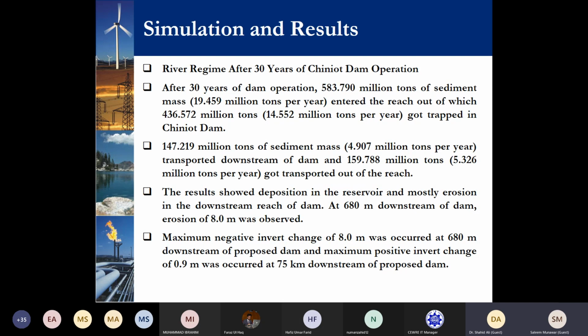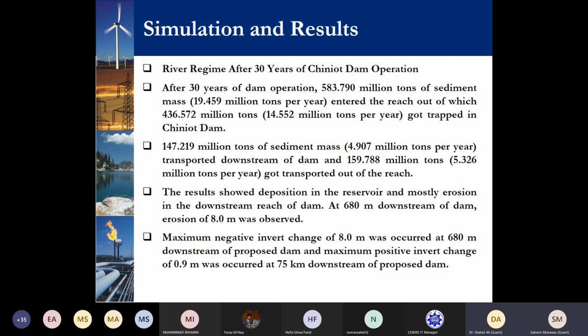And similarly, after 30 years of dam operation, on average, 19.459 million tons per year entered the reach, out of which 14.552 million tons per year got trapped in the reservoir. And on average, 4.907 million tons per year transported downstream of the dam, and on average, 5.326 million tons per year got transported out of the reach at Trimu Viraj.